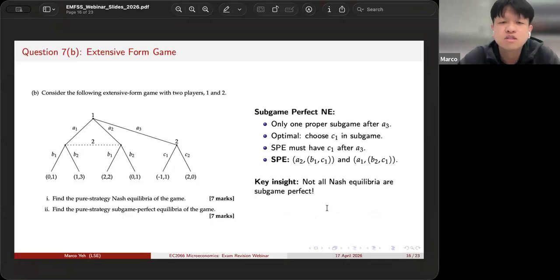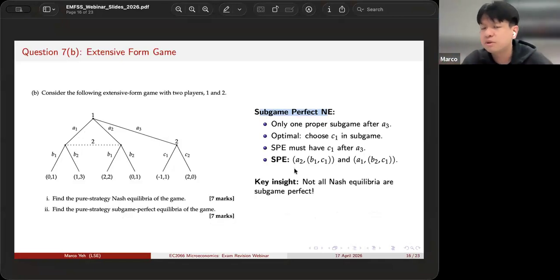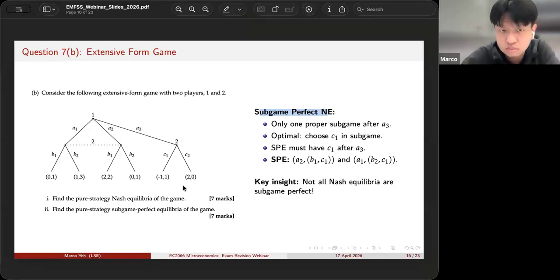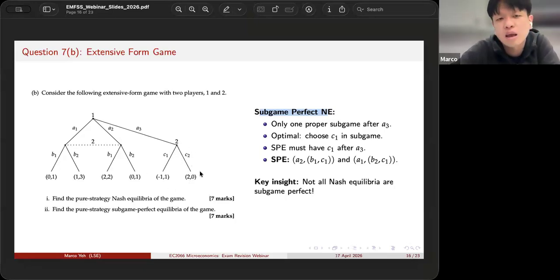Now, for subgame perfect Nash equilibrium, what's the difference between pure Nash equilibrium and subgame perfect Nash equilibrium? For subgame perfect Nash equilibrium, we need subgame perfection. And if you look at this subgame here with C1 and C2, it is not rational for player 2 to choose C2 if the subgame is played on the equilibrium path. Because if they choose C2, they get 0. If they choose C1, they get 1. Okay?